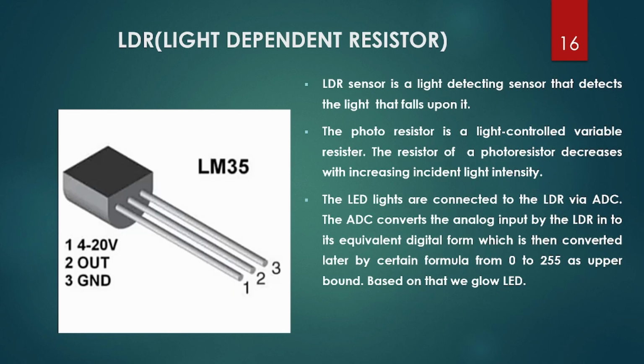Next, coming to the light dependent resistor. Nowadays, the light dependent resistor is a light detecting sensor that detects the light that falls upon it. The photoresistor is a light controlled variable resistor. The resistance of a photoresistor decreases with increasing incident light intensity. The LED lights are connected to the LDR via the ADC, that is, the analog to digital converter. The ADC converts the analog input from the LDR into its equivalent digital form, which is then converted by a certain formula to a range from 0 to 255 as the upper bound. Based on that, we glow the LED.